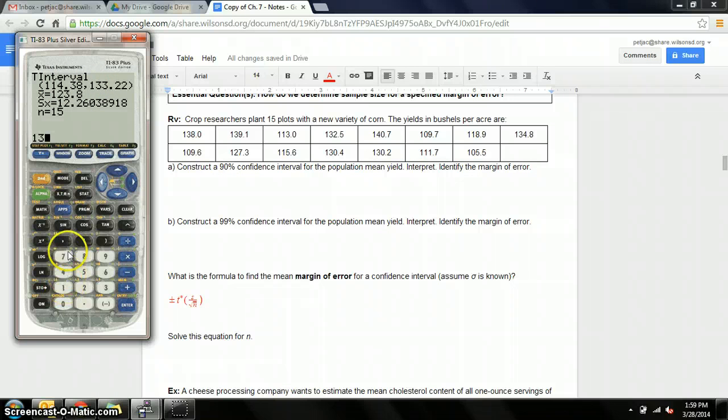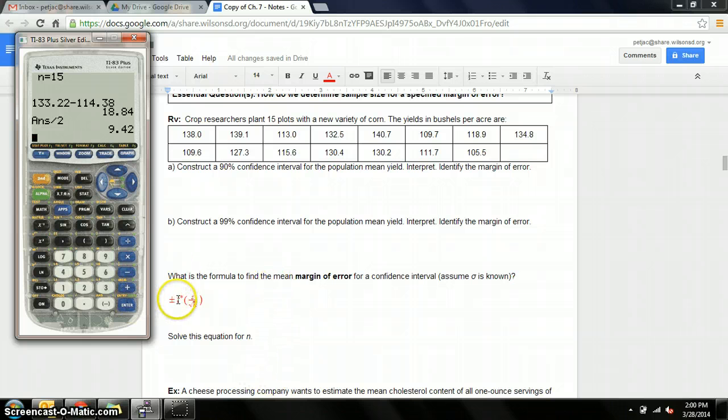So if we take a look at that, we take 133.22 minus 114.38, we get 18.84. If we divide that by 2, then you can see we do get a larger margin of error of 9.42. So once again, we could say here that we're 99% confident that the yield in bushels per acre in the population will be between 114.38 and 133.22.